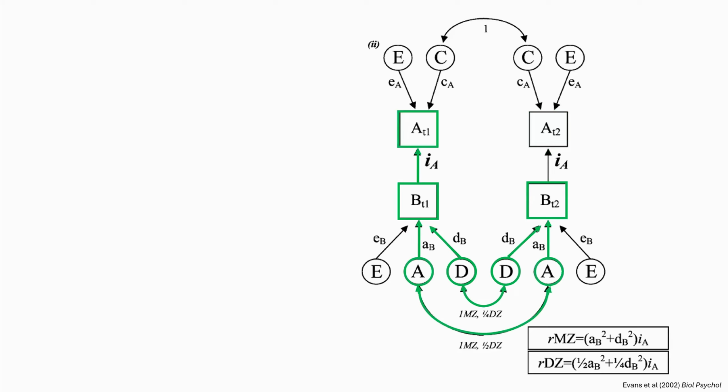Note that we could have got exactly the same answer for the expected cross-twin cross-trait covariance if we had started at twin 1 variable A and traced a path to twin 1 variable B. Pause the video and take a few minutes to do that now. Finally, note that you can't get from twin 2 variable A to twin 1 variable B by going through the C paths because of the opposing arrowheads.